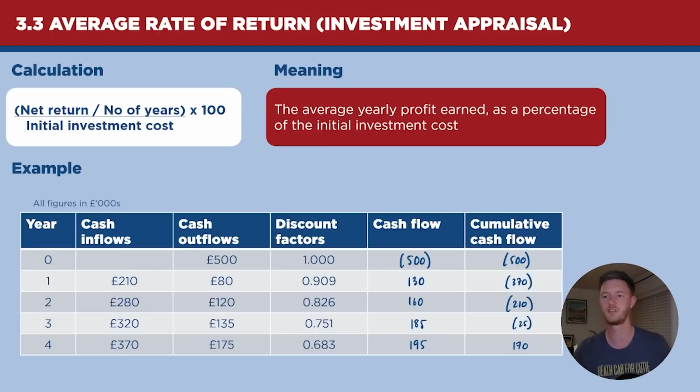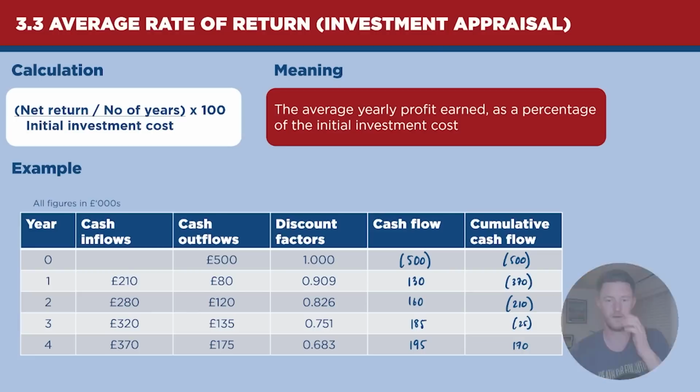So like an individual investor, they invest in a business or invest in something, and they have an average return per year as a percentage of their investment. This is that for a business, but for a particular project. So it is how much yearly profit they make on average as a percentage of the initial investment cost.